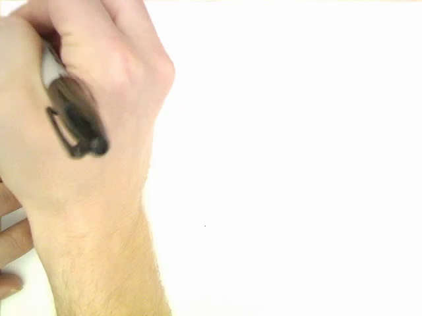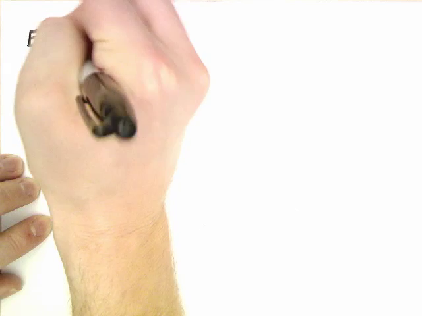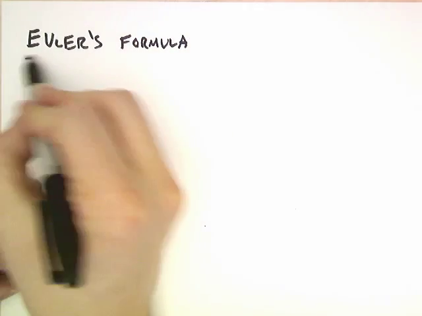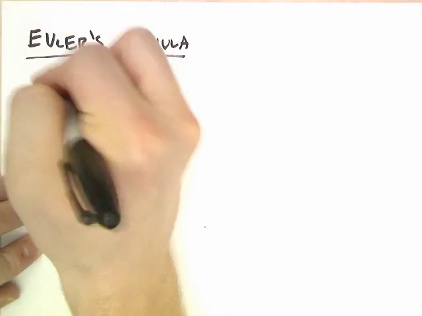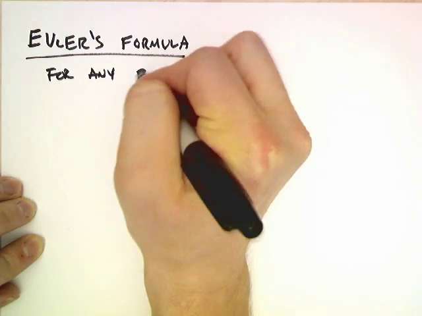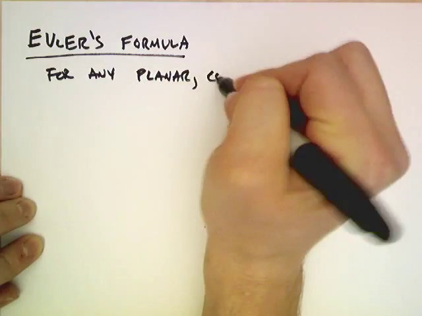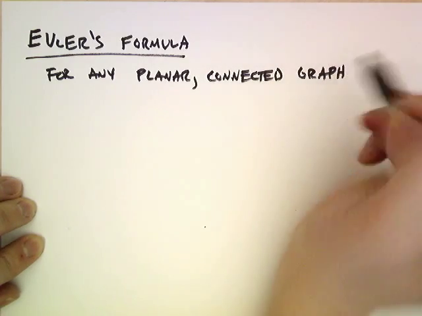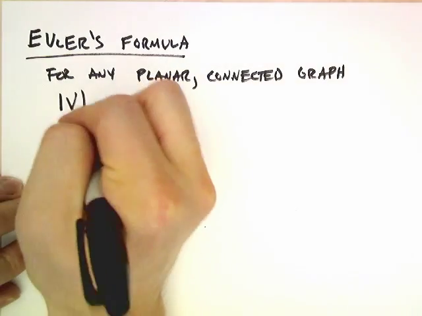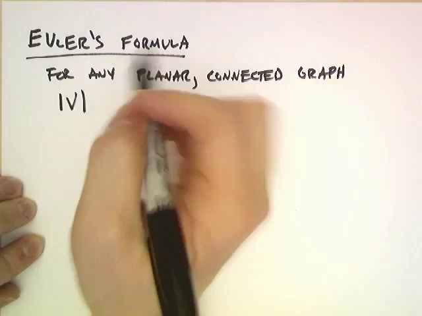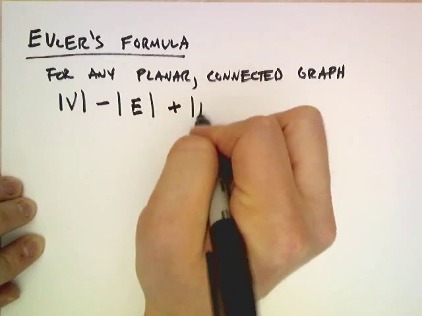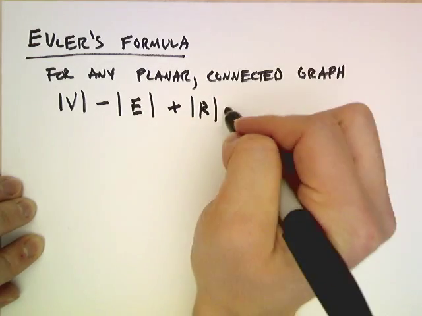So I'd like to prove an awesome theorem about planar graphs called Euler's formula. This is one of my favorite facts about graphs. And it basically says that for any planar connected graph, the following is true. The number of vertices minus the number of edges plus the number of regions in the graph always equals 2.